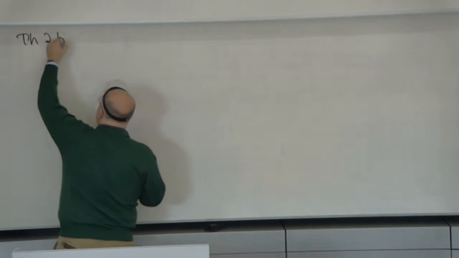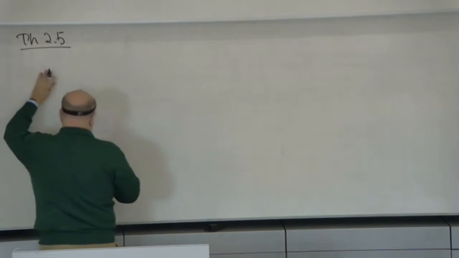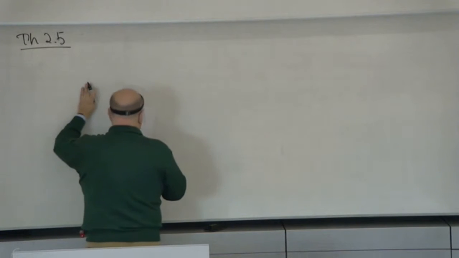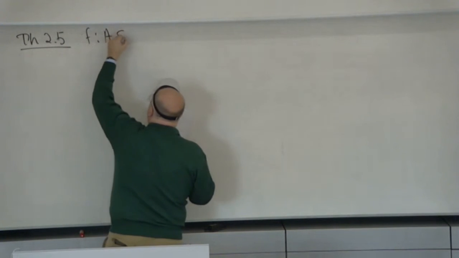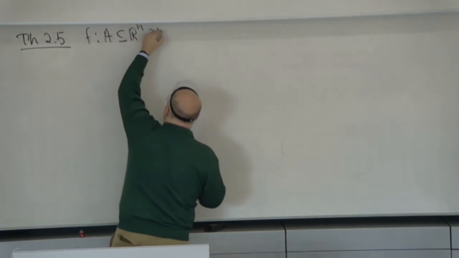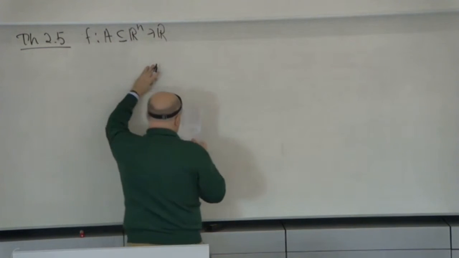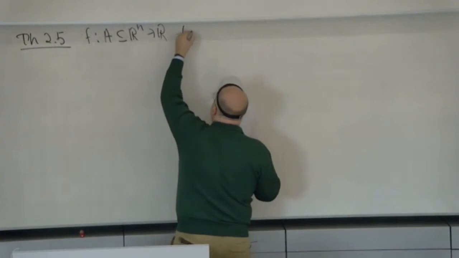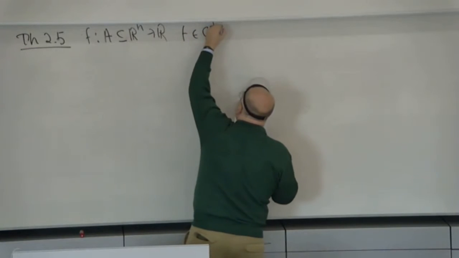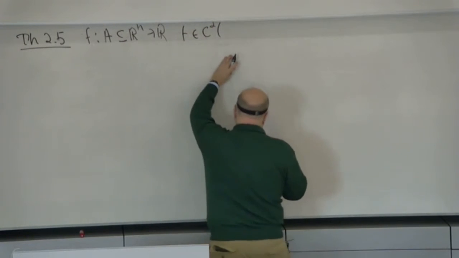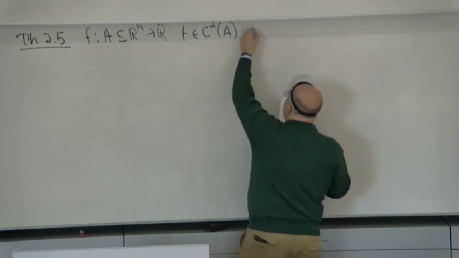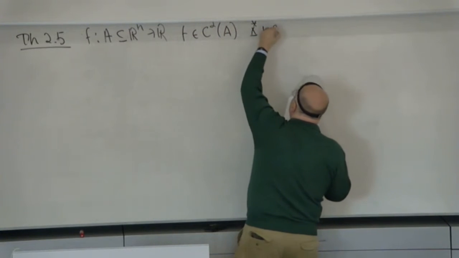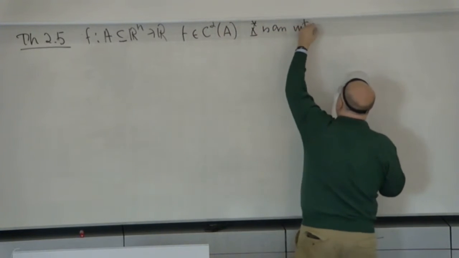And this is theorem 2.5. It says that we have f from a subset of R^n to R, f is twice continuously differentiable, and X star is an interior point.